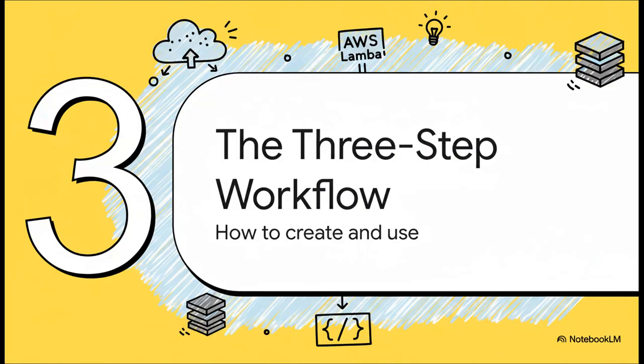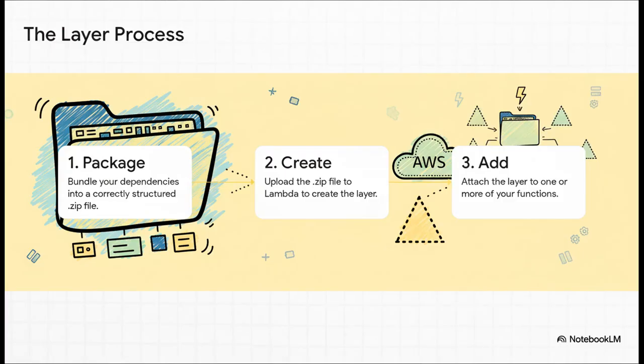Okay, this all sounds pretty great, but how do you actually do it? And the good news is it's a really straightforward three-step process. First, you package your dependencies into a zip file, but it has to have a very specific structure. Second, you upload that zip to AWS, and that creates the layer resource. And finally, you just attach that layer to any of your functions that need it. Package, create, add. It's that simple.